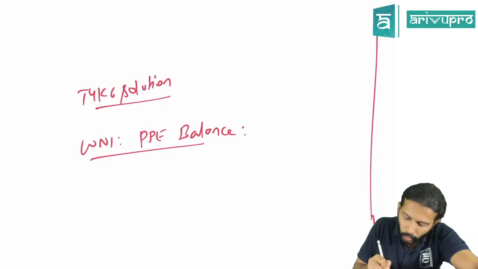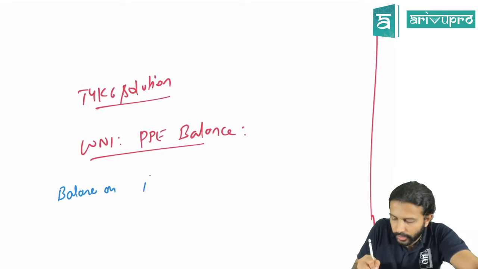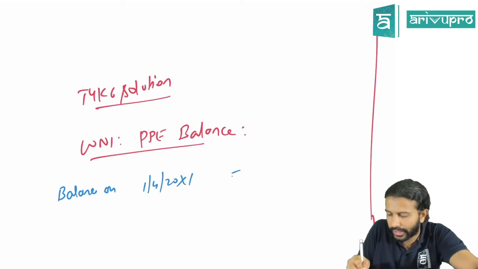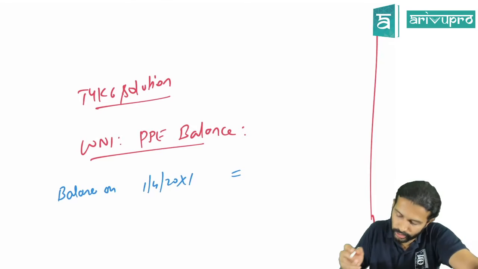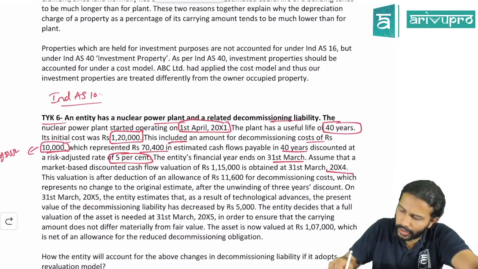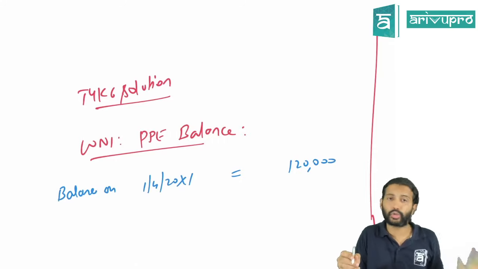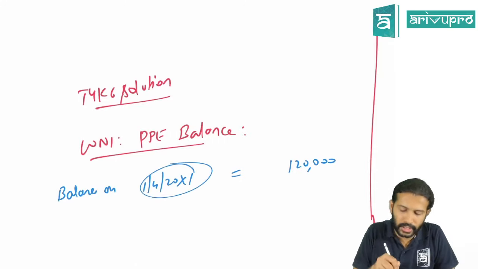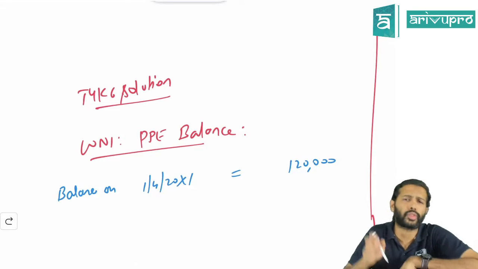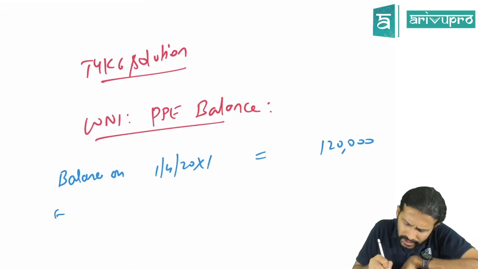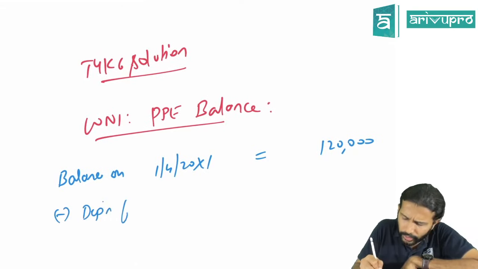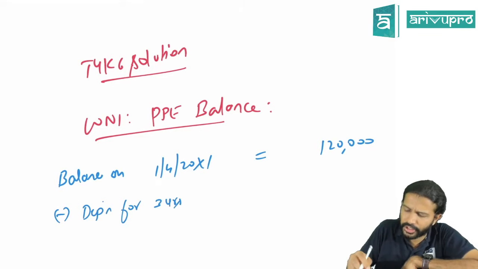1. What is the opening balance, or the balance on 1st April 20x1? That is the day the asset is ready for its intended use, right? That day the PPE balance was 1,20,000. Okay. We are on 31st March 20x4 now. So from 1st April 20x1, 31st March 20x4 is 3 years. So 3 years has passed, which means if I have to find out the WDV, I'll write depreciation for 3 years.